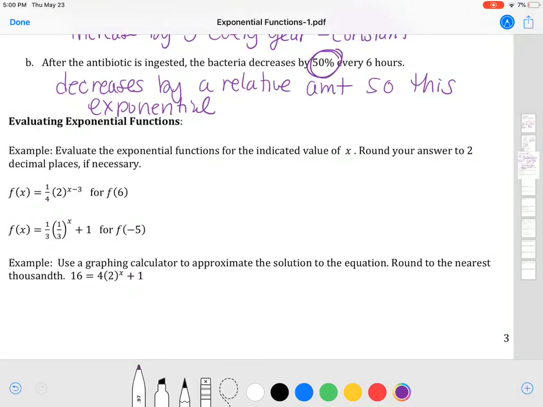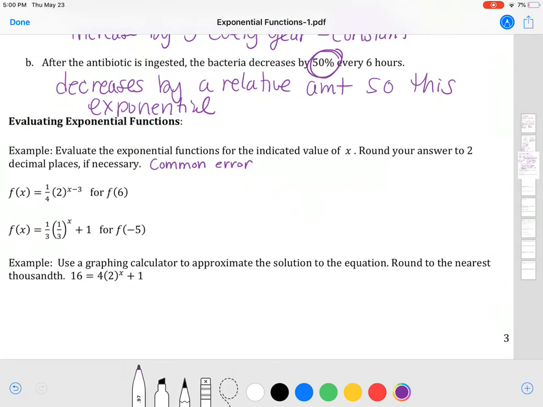Okay, in this video, I'm going to show you how to evaluate exponential functions. Before we start doing that, I actually want to discuss a common error that students make all the time, and I want to clear it up right now at the beginning.